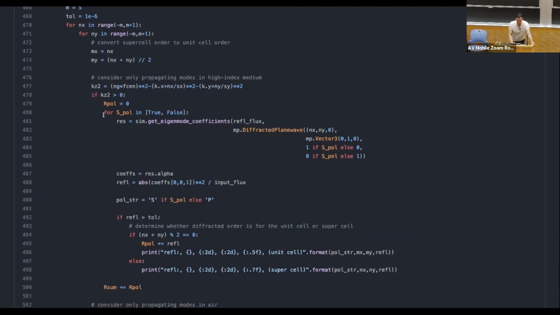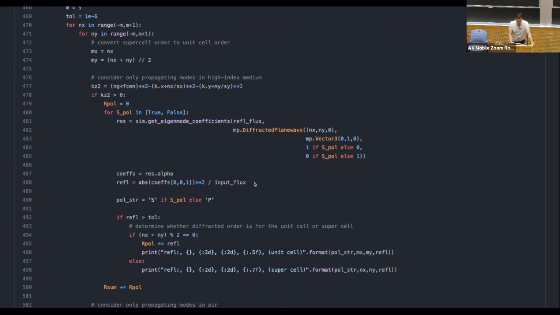And we have to compute the mode coefficients for the two polarizations. So remember what I said: in 2D, for a 2D grating, if you have a linearly polarized source, the output is both polarizations, right? So you have to compute those separately. That's why we have to compute the S polarization and also the P polarization separately. Okay, so additional calls to this get_eigenmode_coefficients routine.